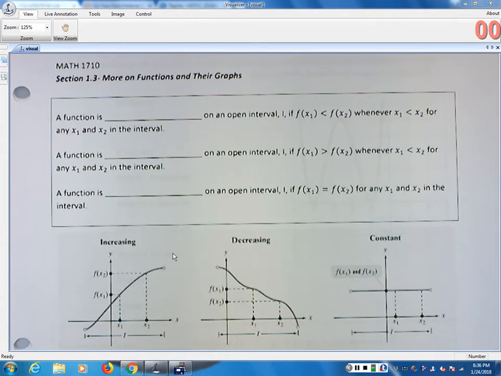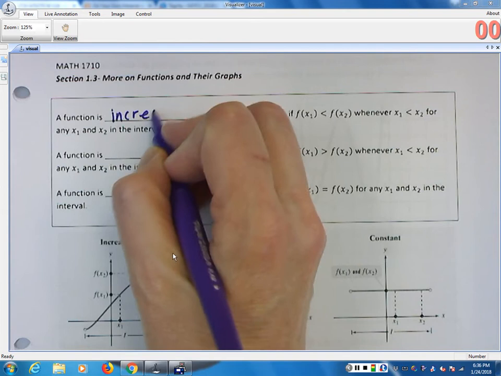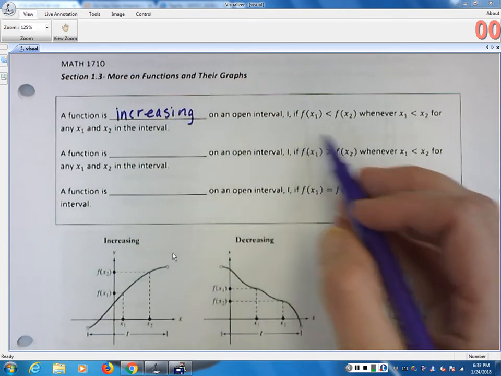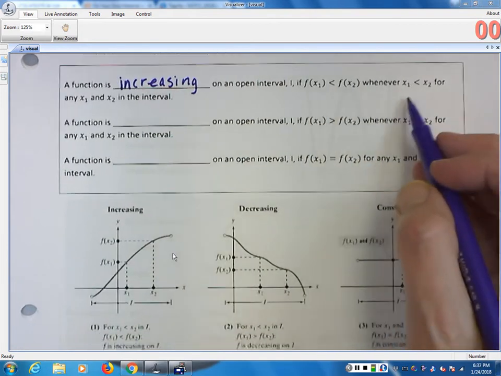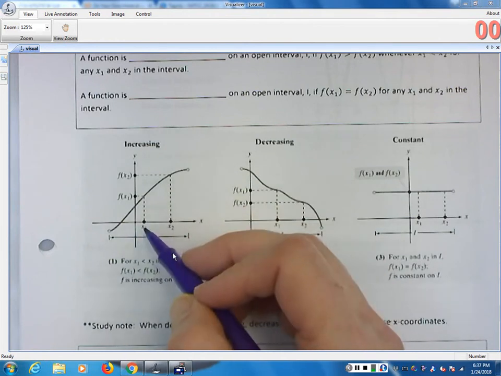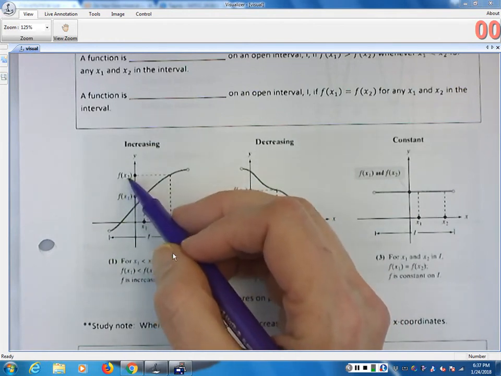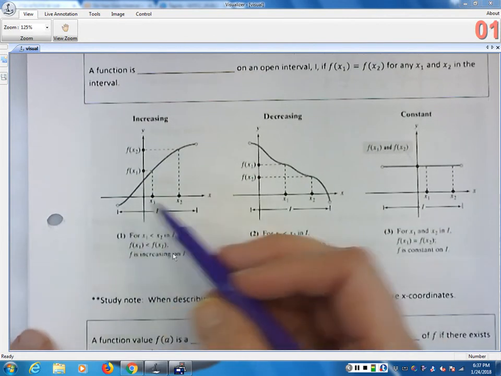These are functions and their graphs. This is the definition of increasing. A function is increasing on an open interval I if f of x1 is less than f of x2 whenever x1 is less than x2. Here's the open interval: if x1 is less than x2 and f of x1 is less than f of x2, it's increasing. An increasing function rises from left to right.